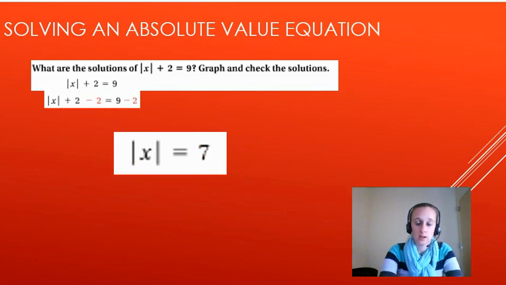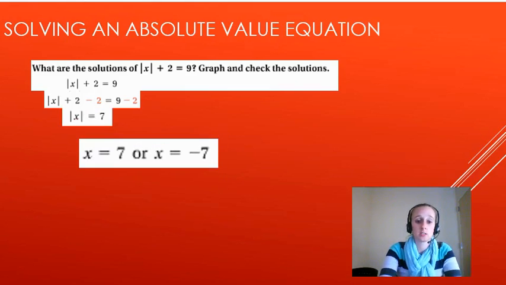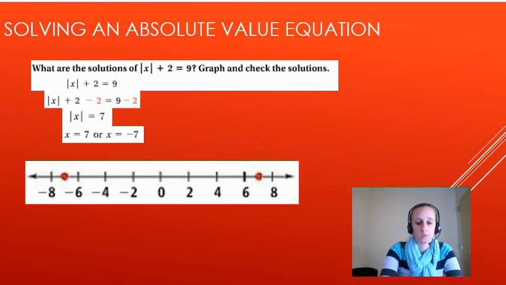Remember, x is how far it is from 0. So it's 7 spaces from 0. That means it could be 7 spaces to the left, so x equals negative 7, or 7 spaces to the right, so x equals 7. So the absolute value of x equals 7 means x could be 7 or x could be negative 7. And graphing it would be your dot on negative 7 and 7.